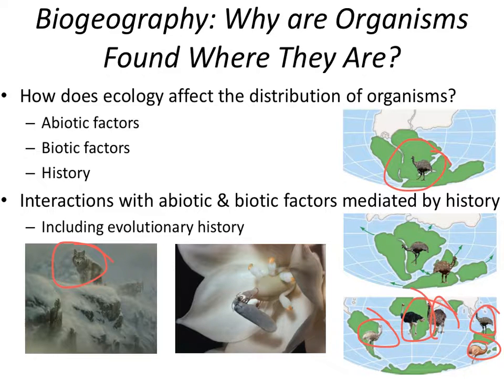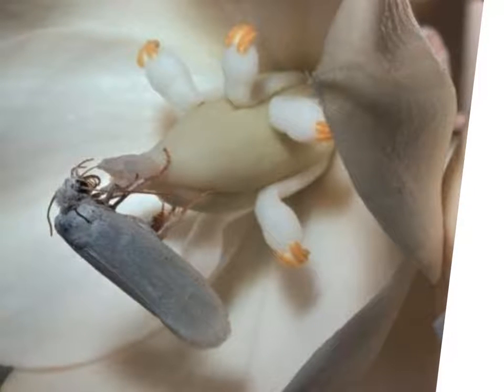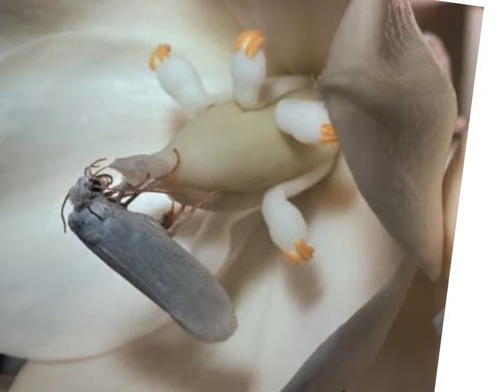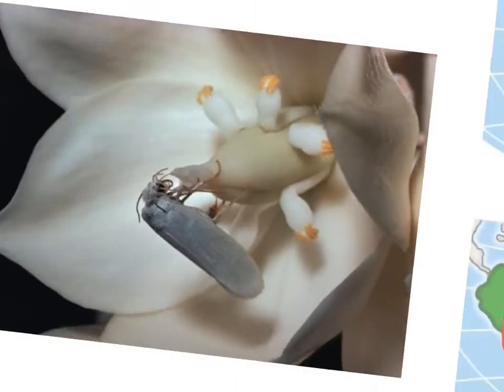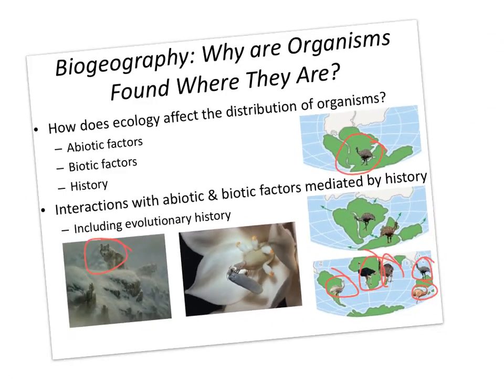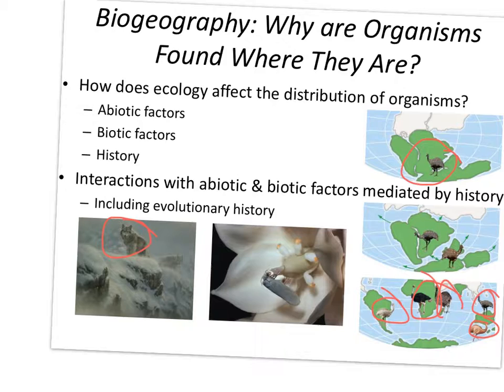It's hard to say. I think this is actually a praying mantis, but anyway. So biogeography, in terms of why things are the way they are, comes down to abiotic tolerances, the animals and plants that already live there that you're interacting with, and history.